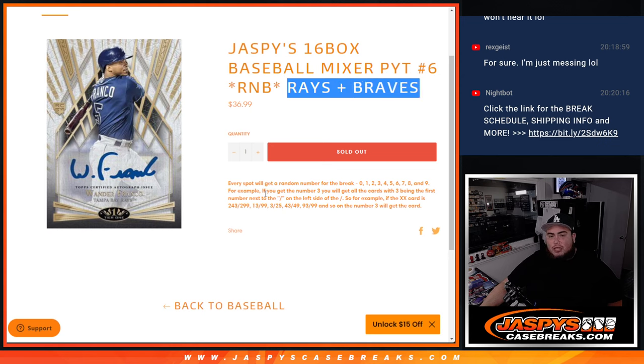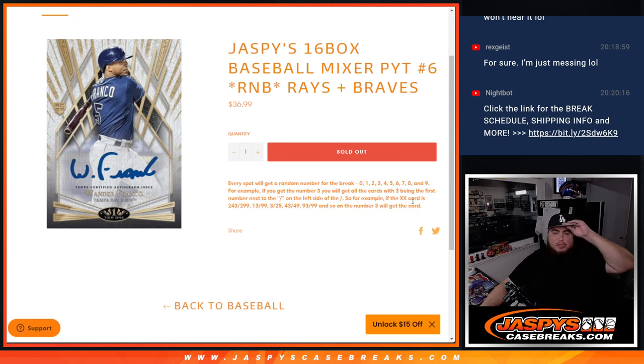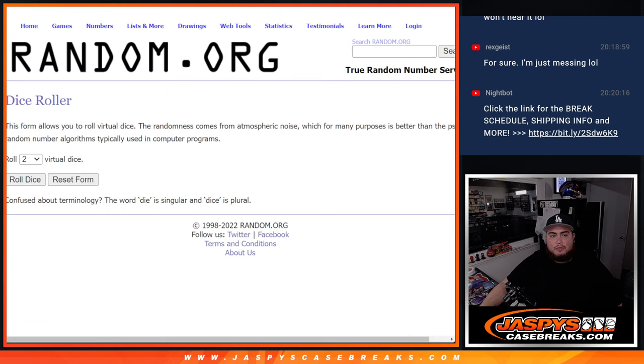If there are any hits, they're going to be distributed by the serial number break. And, of course, first number on the left side of the serial number, which you have to look out for. Remember, any and all redemptions go to spot 0. Any 101s go to spot 1.